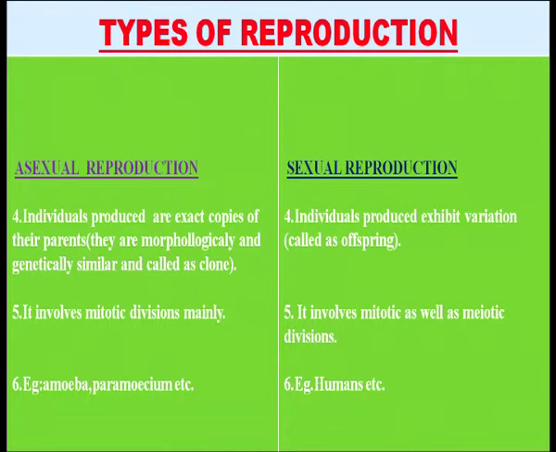zygote. In asexual reproduction, the individuals produced are exact copies of their parents, that is, they are morphologically and genetically similar and are called clones. But in sexual reproduction, individuals exhibit variation and are called offspring. And this is the most important characteristic of sexual reproduction, that it brings variation. Asexual reproduction involves mitotic divisions mainly. Sexual reproduction involves mitotic as well as meiotic division. Examples of asexual reproduction are amoeba and paramecium. In sexual reproduction, humans, etc.